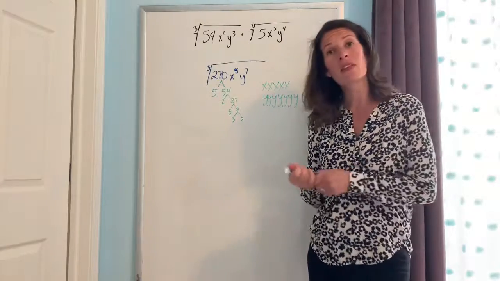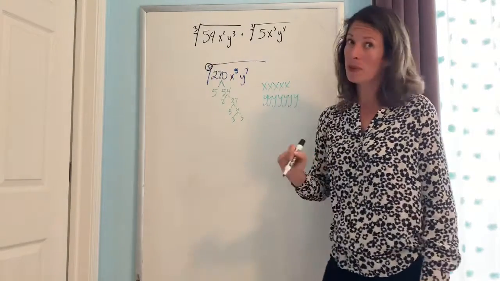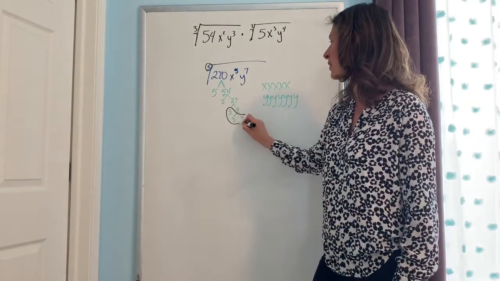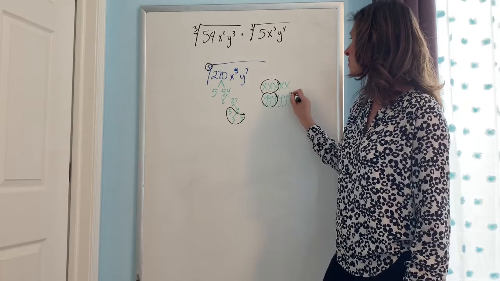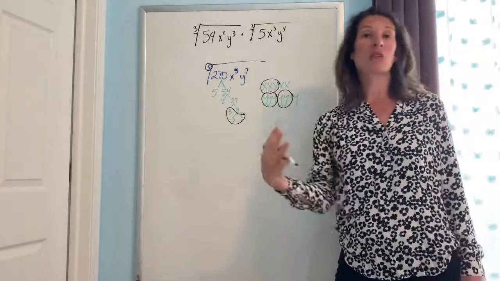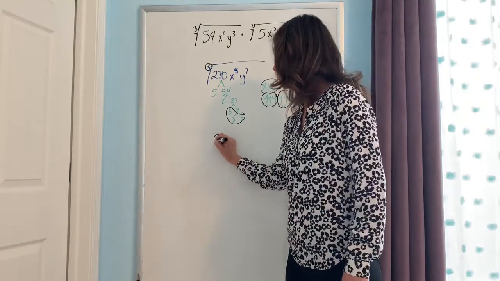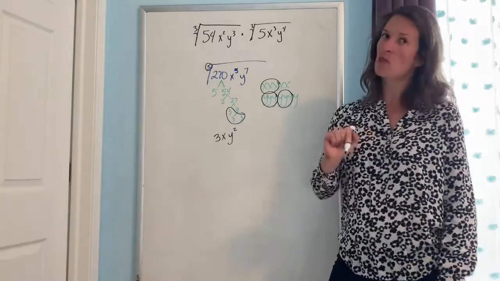And then the only thing left to do is circle. So I'm going to circle. I have an index of 3, which means I'm circling anything that I have 3 of. I have 3 of a kind for my 3's, and my x's, and my y's. Anything that got circled gets to get out of jail, gets to get out of my radical. So that is a 3x y squared because I have 2 y's.